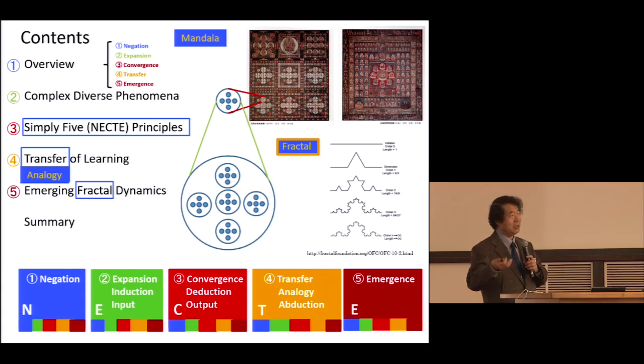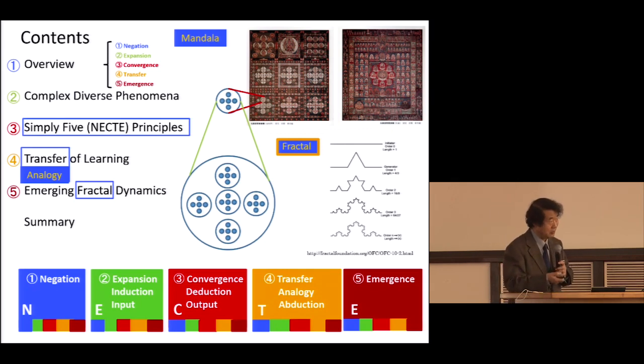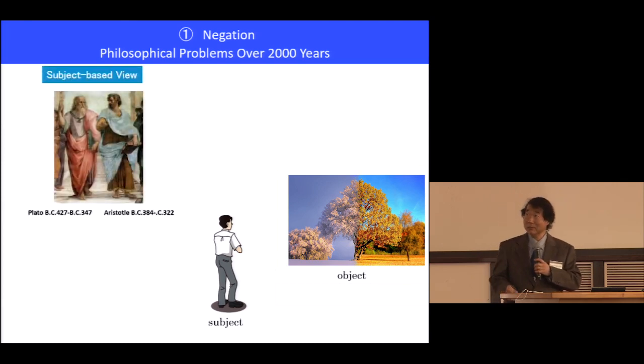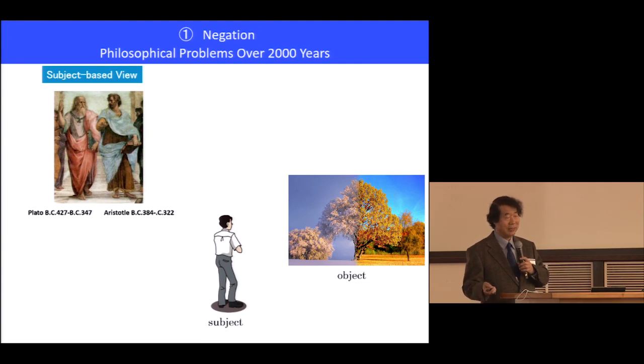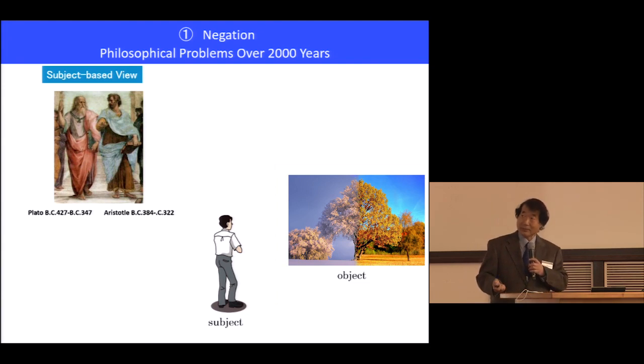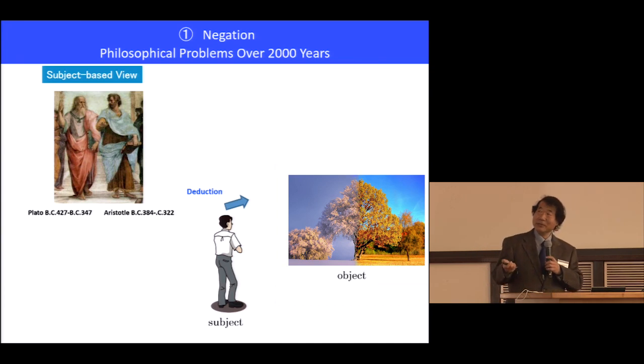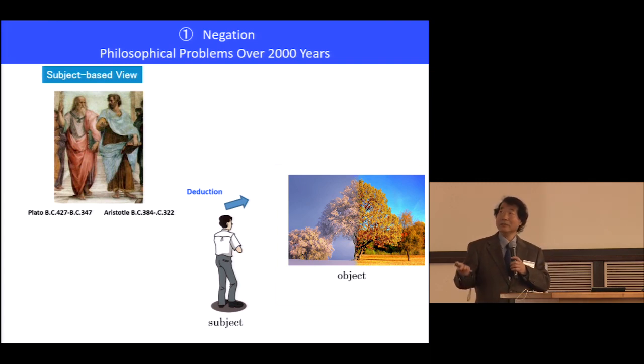Because the world or our way of thinking is so-called fractal-like dynamics, I would like to show you these fractal properties in my talk. What is negation? There have been 2 different kinds of views in order to understand the outside world. One is the subject-based view directed by Plato or Aristotle. They consider the idea in my mind, and they believe that through deduction we understand the outside world.